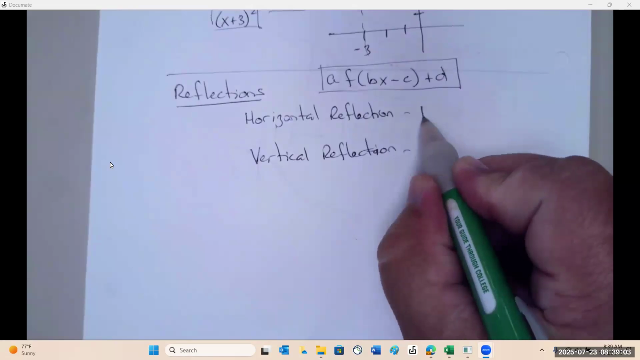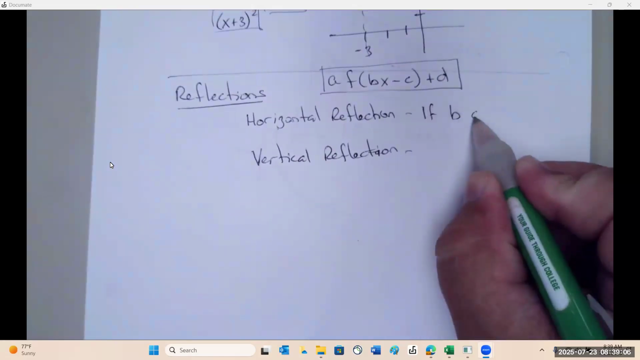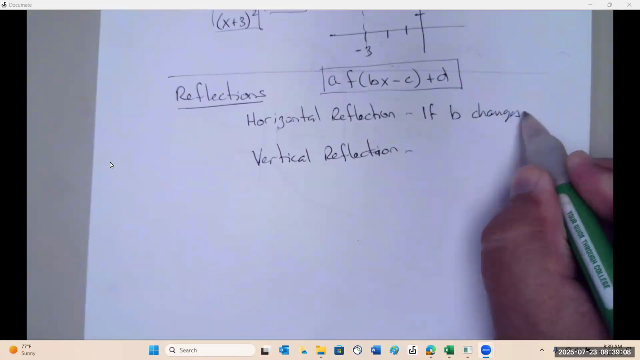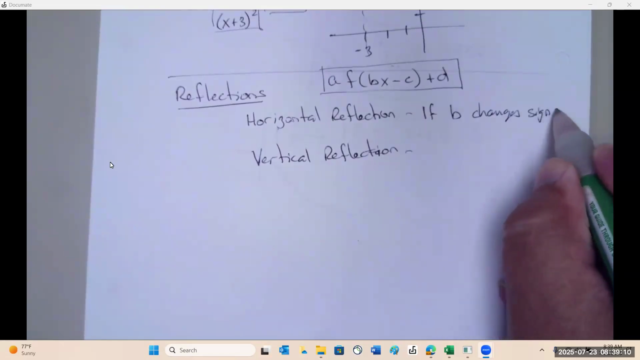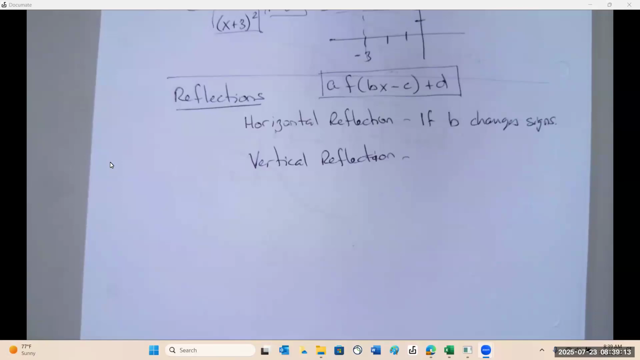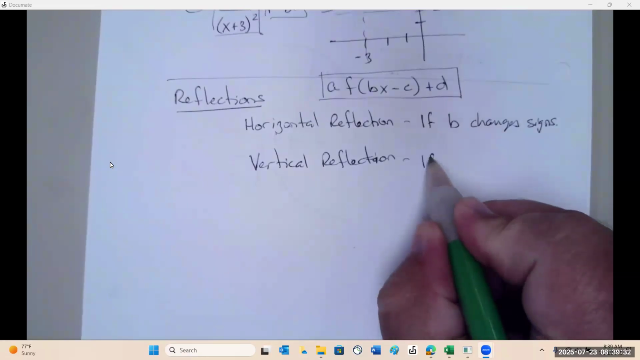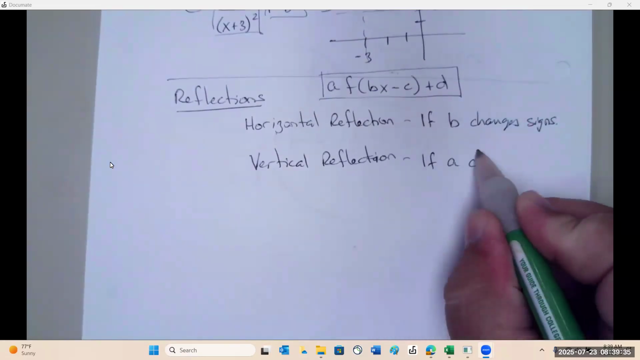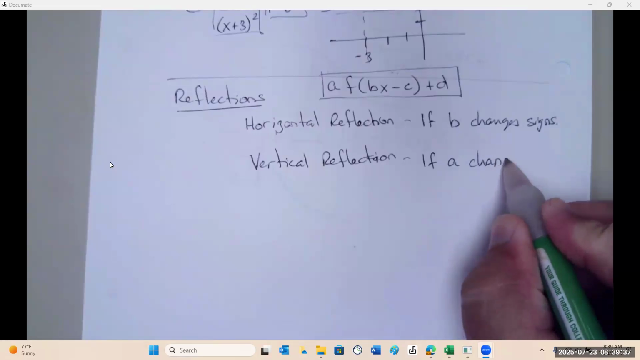B. If B changes sign, in other words, if your coefficient of x becomes negative, then we have a horizontal reflection. What's a vertical reflection? If the function itself changes sign, if A changes sign.